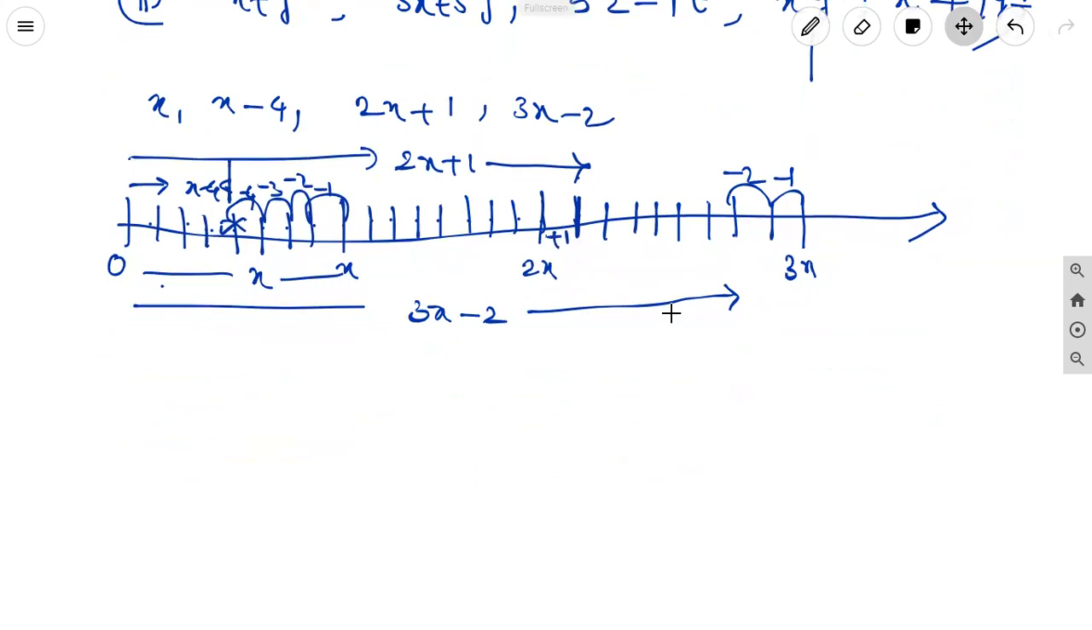We can take some particular distance x. Then again the same distance, that is 2x. Same distance, that is 3x. If it is minus 1, we go backward. Plus 1 means we go forward. That is the thing.